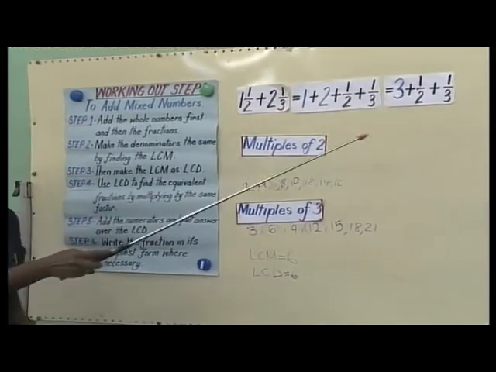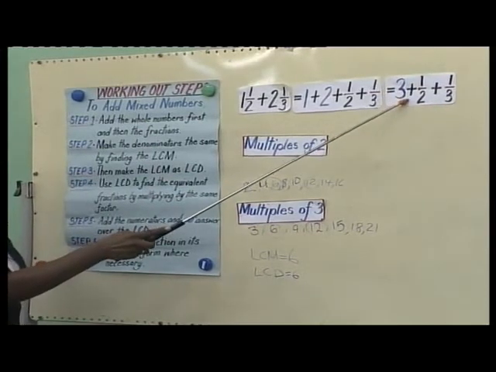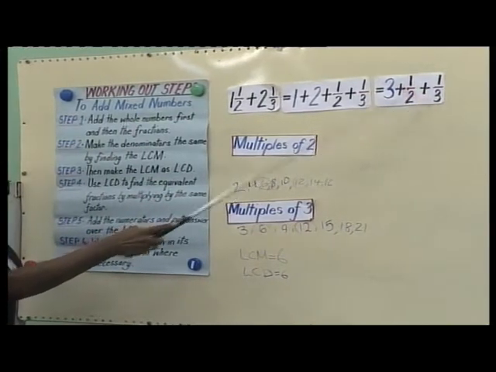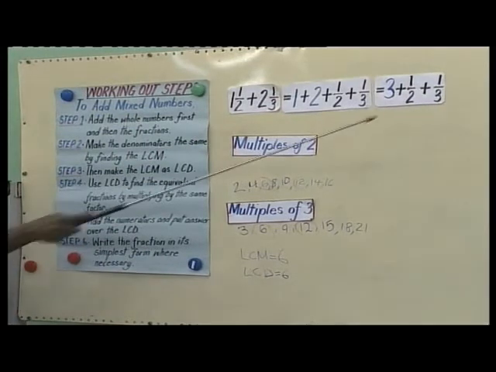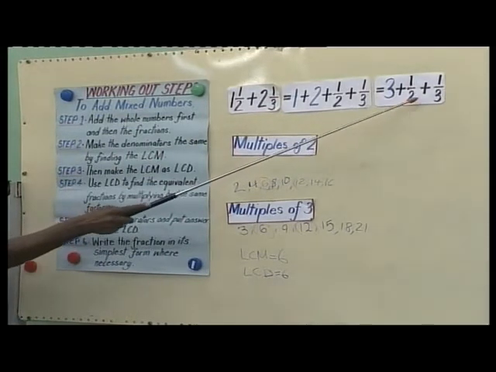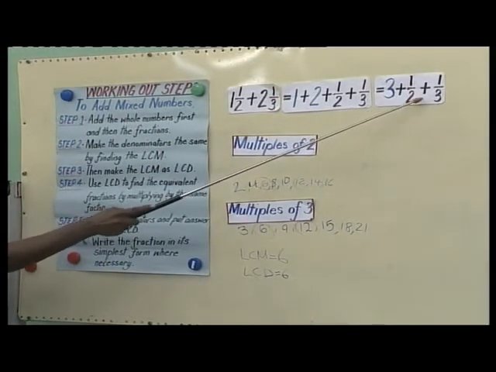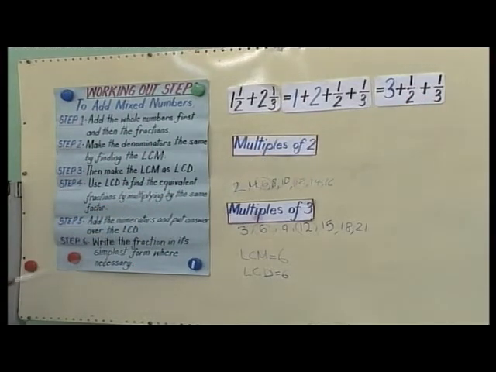When you rewrite your fraction, you will have 3 wholes plus a half plus 1/3. Are the denominators the same? No, they are not the same. That's why we have to look for the multiples to find the common denominator. And we have found that by listing the multiples, and our common denominator will be 6.